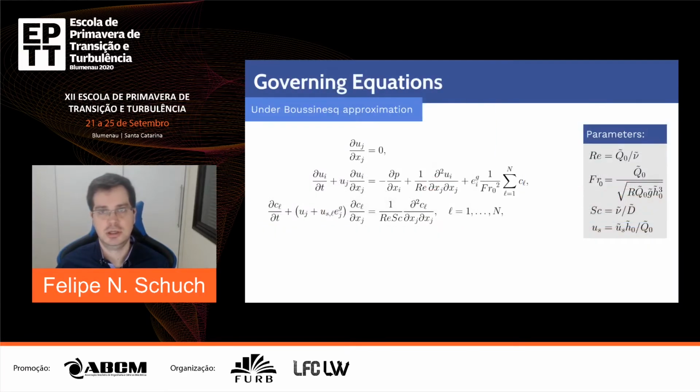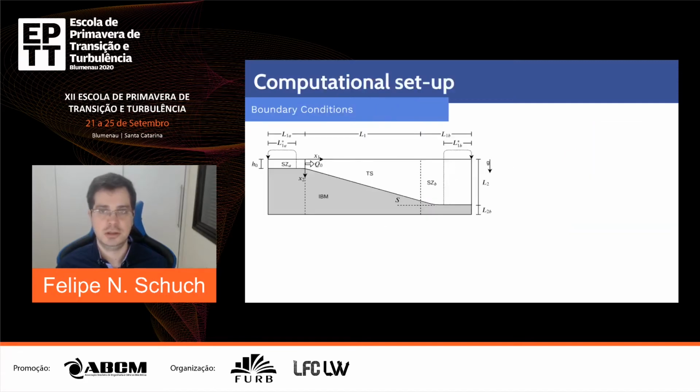So the numerical methodology is based on the resolution of the incompressible Navier-Stokes equations, in addition to n scalar transport equations and the Boussinesq approximation. And the dimensionless flow parameters are the Reynolds number, initial densimetric Froude number, Schmidt number, and Stokes settling velocity for each different grain size. The boundary conditions are defined as follows.